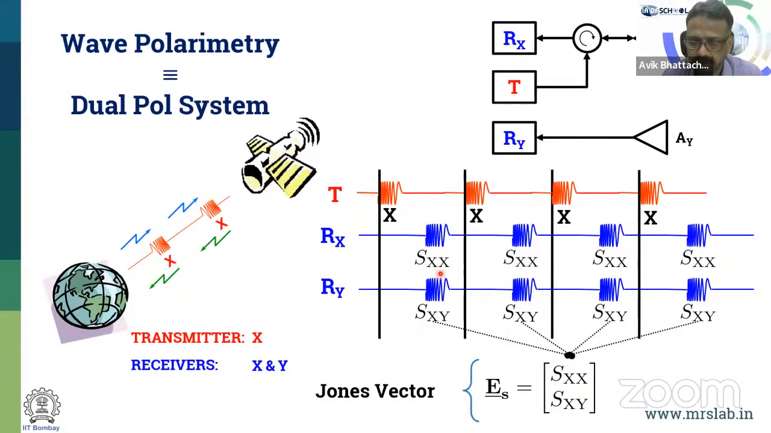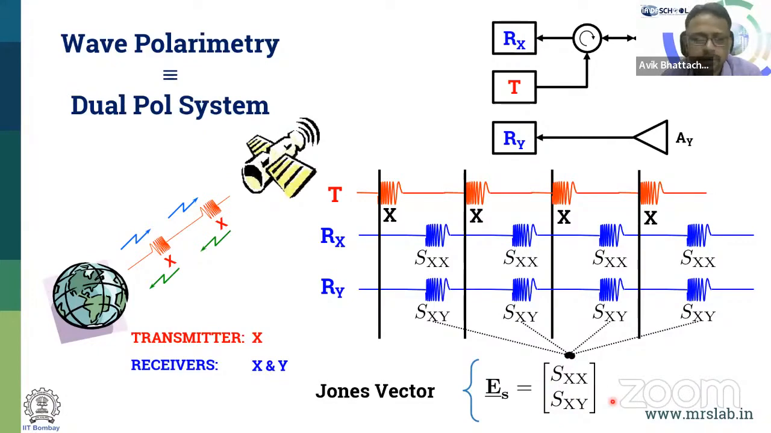We transmit an X and receive an X, and transmit an X and receive a Y. And this is what we have as a 2 cross 1 vector over here. This is the measurement we have. In terms of Sentinel, we have the VV or the VH or the HH or the HV.